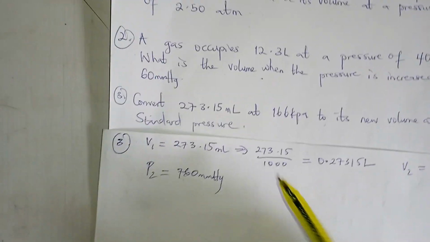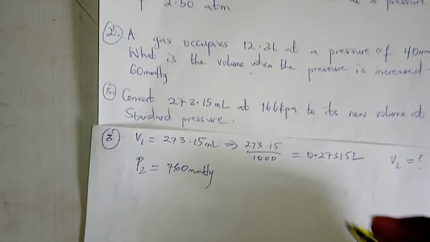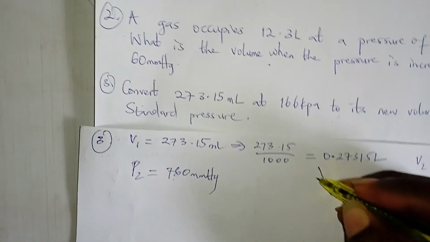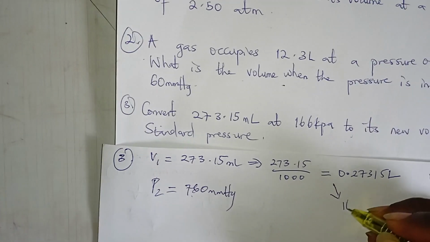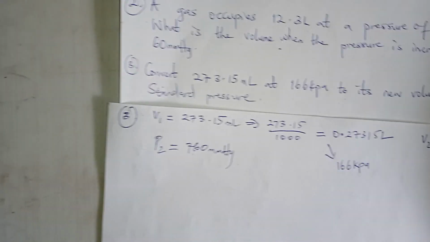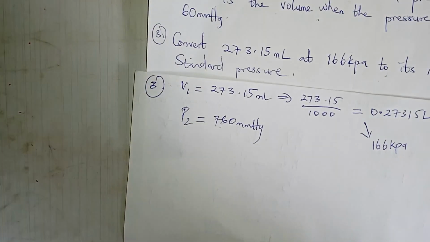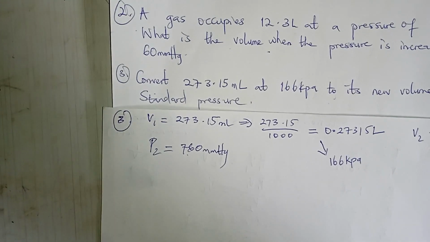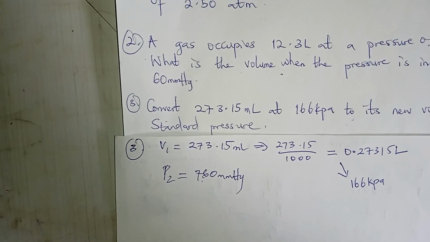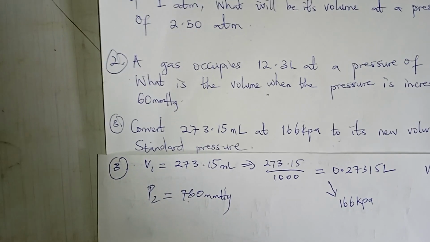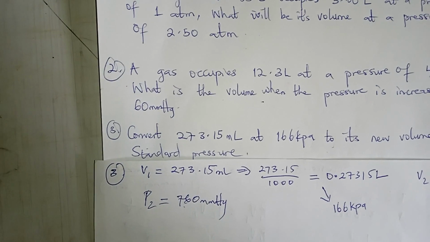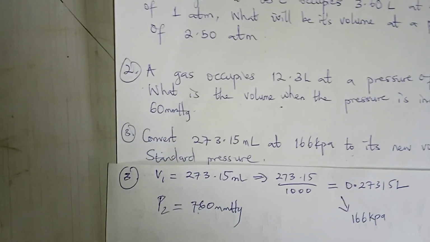I'll now check the things I have. I have V, and I was given kilopascal for P1. They said that this volume, V1, is happening at 166 kilopascal. You know that at STP, 101 kilopascal is equal to 101.3 kilopascal. So if you convert it to atm, it simply means dividing by 101.3.